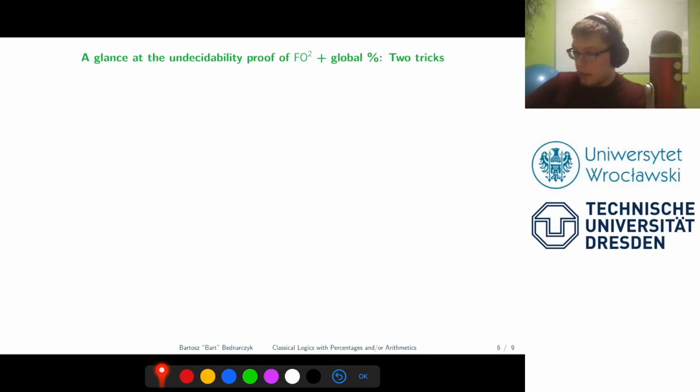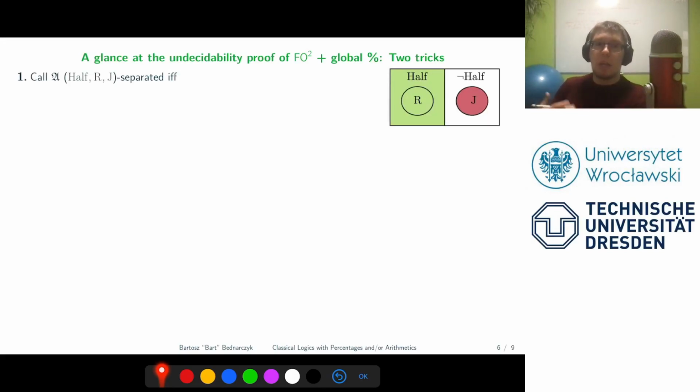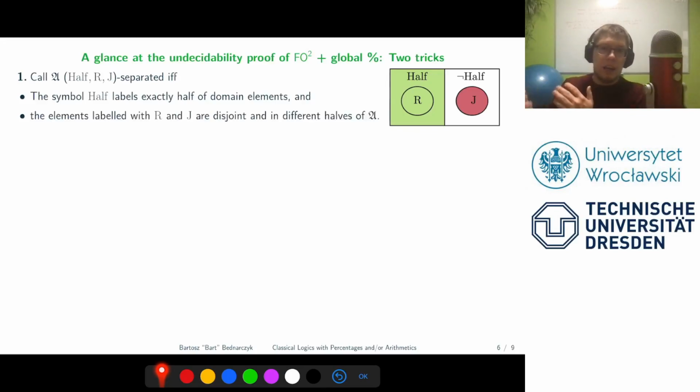Okay, and now I would like to give you some intuition why FO2 with global percentage quantifiers is undecidable, and I will present two tricks. The first trick is as follows. Let me call a structure A half RJ separated, and here is the picture on the right-hand side. First of all, the symbol half labels exactly half of the domain elements, that's why it's called half, and R and J are in different halves of a model, as you can see in the picture.